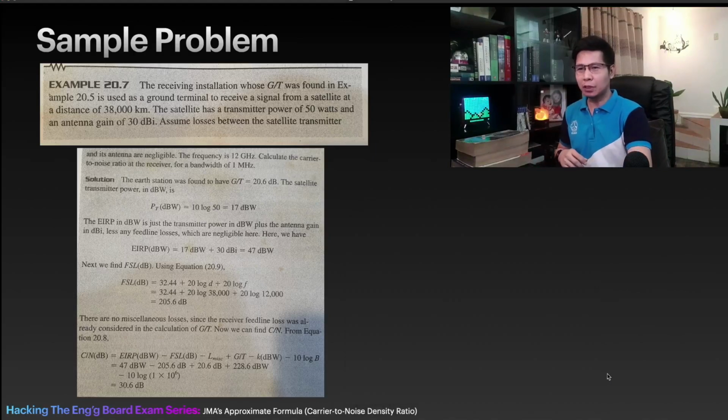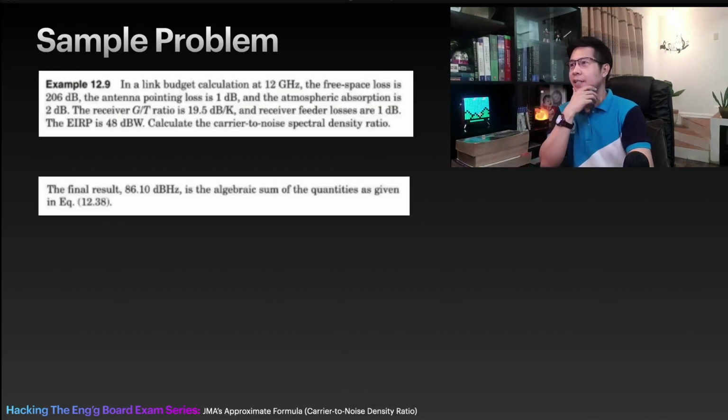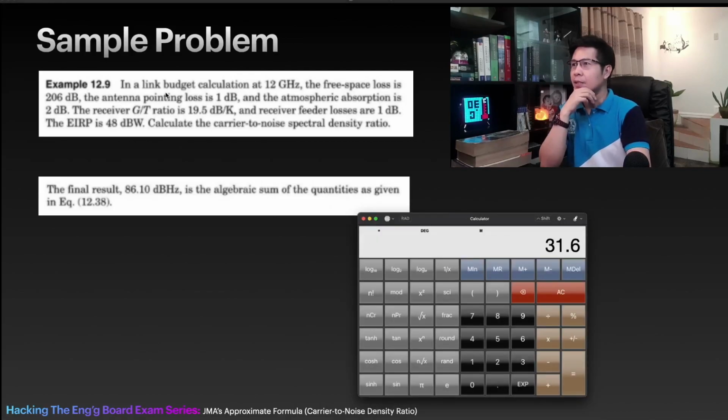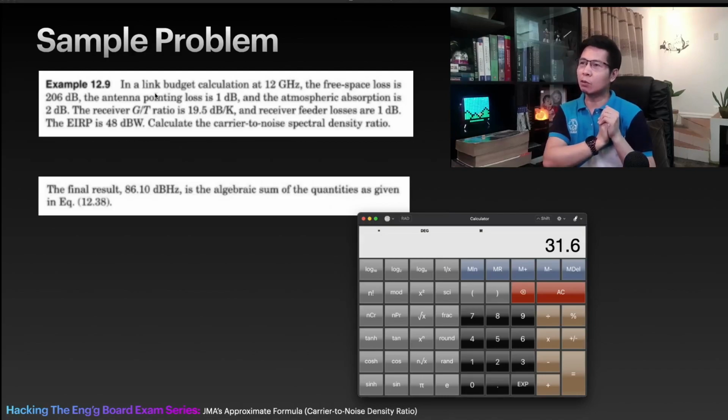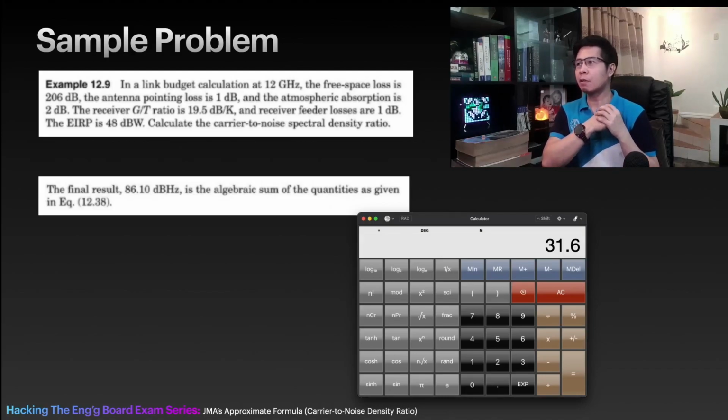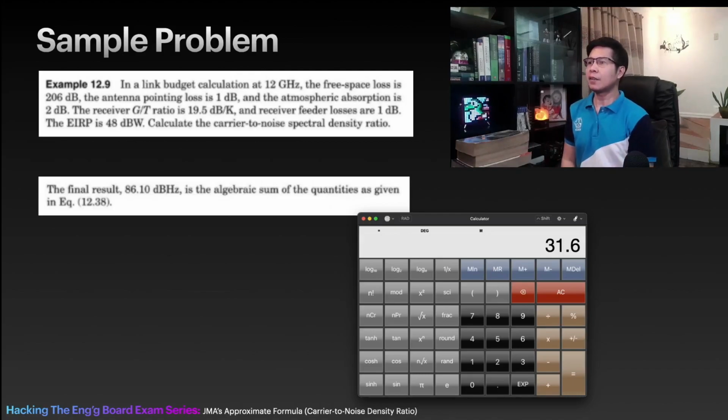Now, punta tayo sa next question. Itong next question is again galing sa textbook. So, mag-compute tayo dito. In a link budget calculation at 12 GHz, the free space loss is 206 dB. The antenna pointing loss is 1 dB, and the atmospheric absorption is 2 dB. The receiver G over T ratio is 19.5 dB per degree Kelvin, and receiver feeder loss is 1 dB. The EIRP is 48 dBW. Calculate the carrier to noise spectral density ratio.